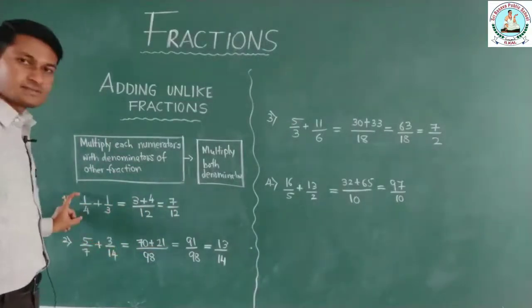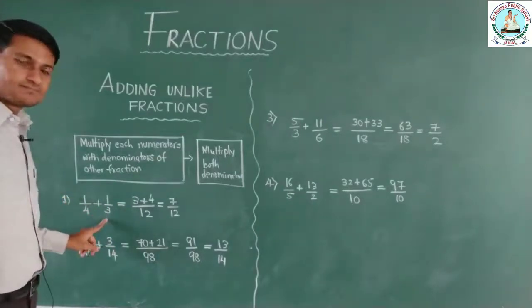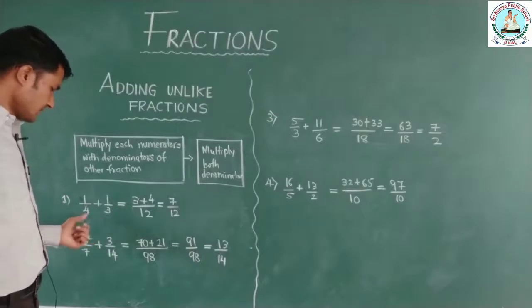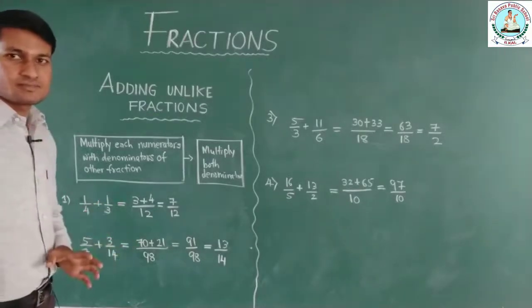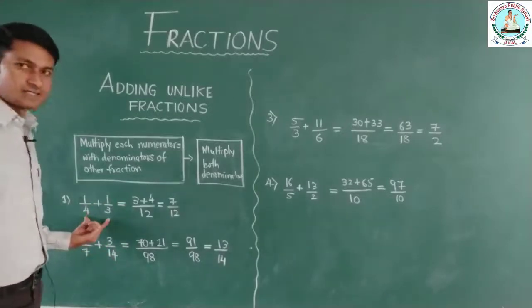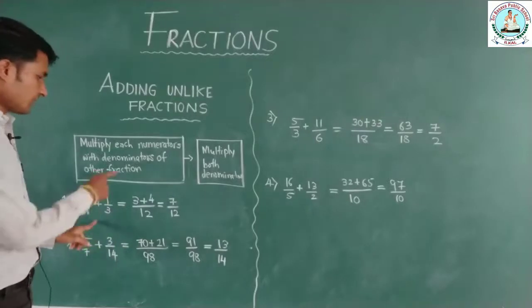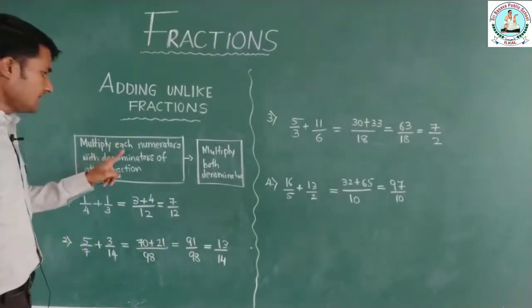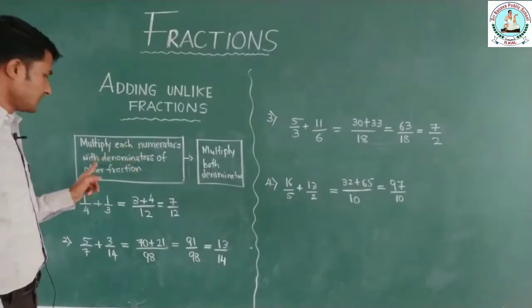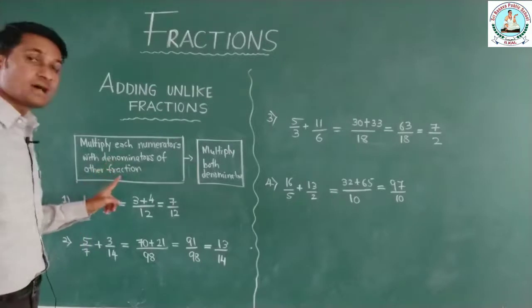The first example is 1 by 4 plus 1 by 3. As you can notice here, 4 and 3 are not the same, which means the denominators are not the same. That is why these are unlike fractions. Then how to add these? Very simple, just follow the first step. The first step says to multiply each numerator with the denominator of the other fraction.